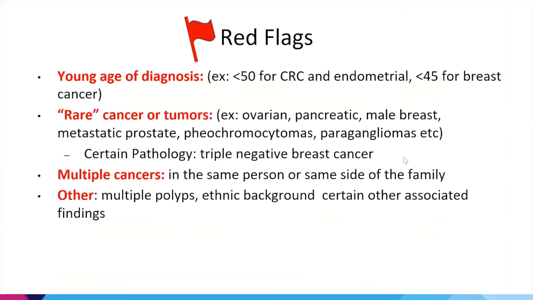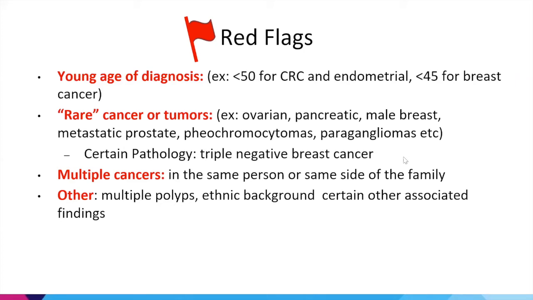And we think about this as under 50 for colorectal or endometrial cancer, under 45 for breast cancer. We also think about rare cancers, so that could be ovarian, pancreatic, male breast, metastatic prostate cancers, pheochromocytomas, paragangliomas. And so this is important to know because if someone has a family history or a personal history of any of these rare tumors, they are automatically qualified for genetic counseling and genetic testing. Certain pathologies make a more common cancer into a more rare cancer. So for example, triple negative breast cancer, though breast cancer in general is more common, triple negative breast cancer would be considered more rare.